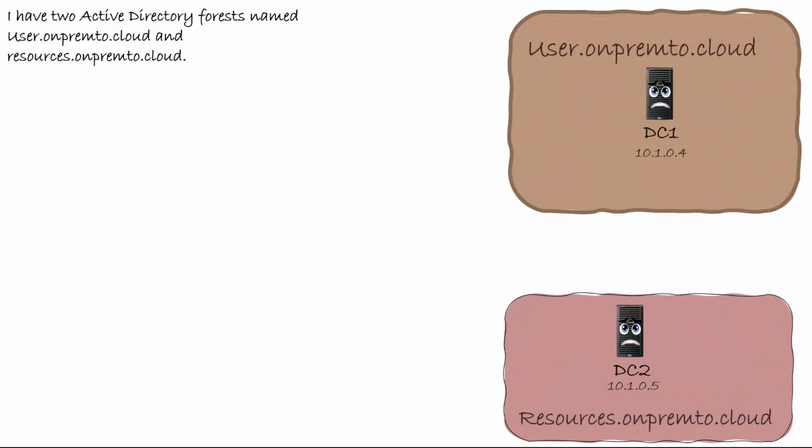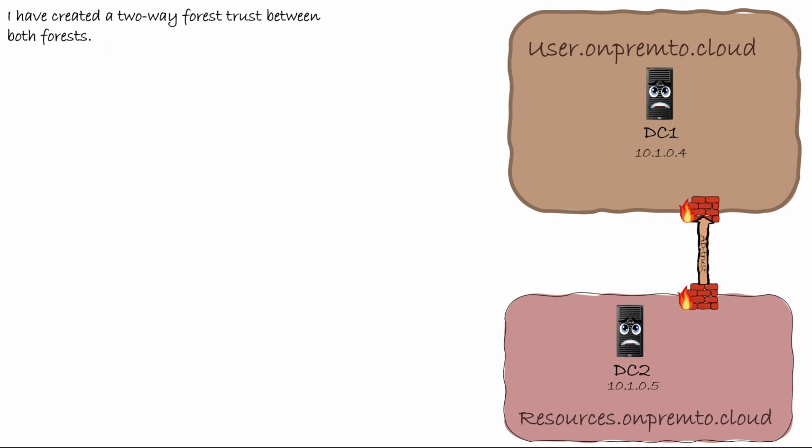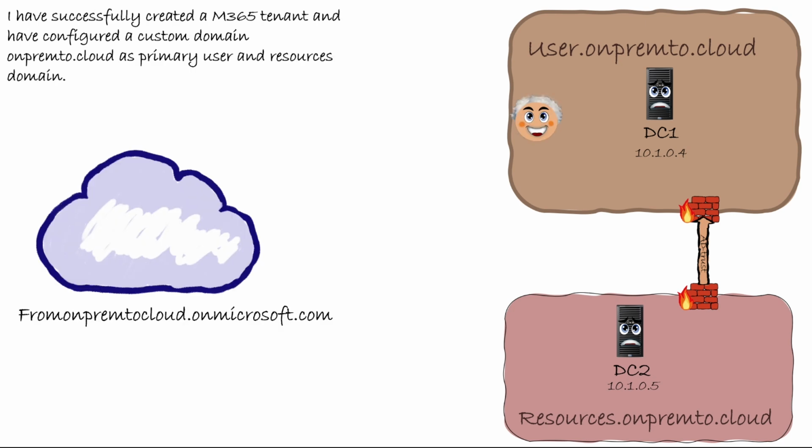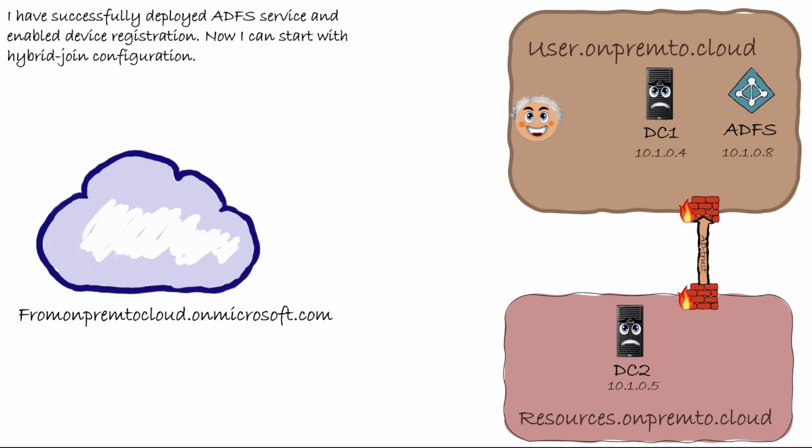I have two Active Directory forests named user.onpremto.cloud and resources.onpremto.cloud. I have created a two-way forest trust between both forests. I have successfully created a M365 tenant and have configured a custom domain onpremto.cloud as primary user and resources domain. I have successfully deployed ADFS service and enabled device registration. Now I can start with hybrid join configuration.